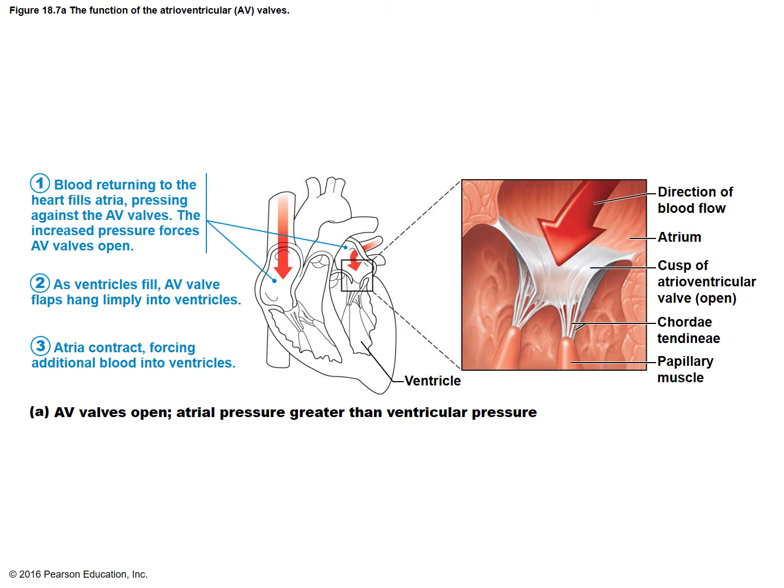So when blood returns to the heart from either systemic or pulmonary circulation, it's going to fill up the atrium and press against those AV valves, increasing the pressure that's going to force the valves to open. And then as the ventricles fill, the AV valves are just hanging there, and then you have the pumping action. We'll talk later about when the valves open, when they close, and what is controlling that.